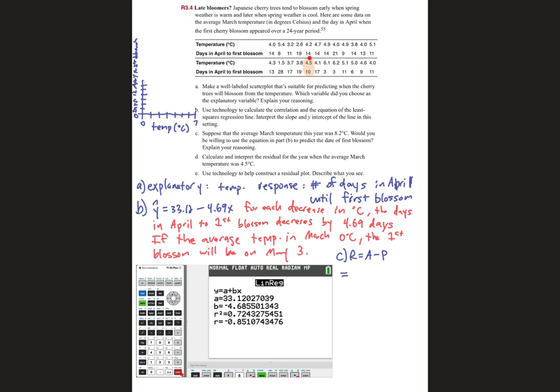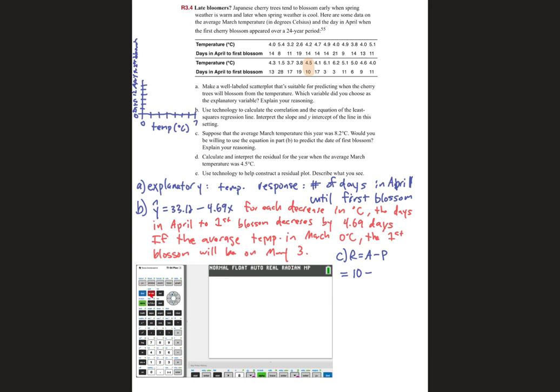If the average temperature is 4.5, that's the only point that has 4.5 as the x value. Then the days in April to first bloom is 10. So the actual y value is 10 for that x value, and then we'll use the least squares regression line. We'll plug in 4.5 into it, and that'll be our predicted, and once we subtract them, that'll be the residual. We'll just look at y equals, make sure that equation got put into y1 like we thought it would.